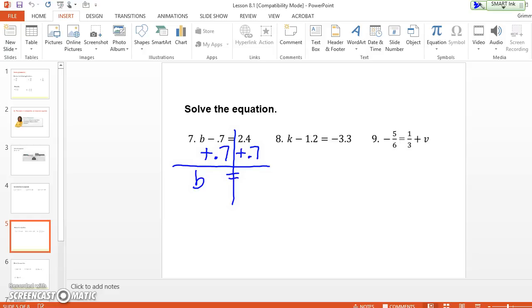Okay, and so now if I needed to pick up my calculator at this point, I could. But it's basically like saying $2.40 plus 70 cents. How much would that be? $3.10. So 3.1. Okay. All right. The next one.